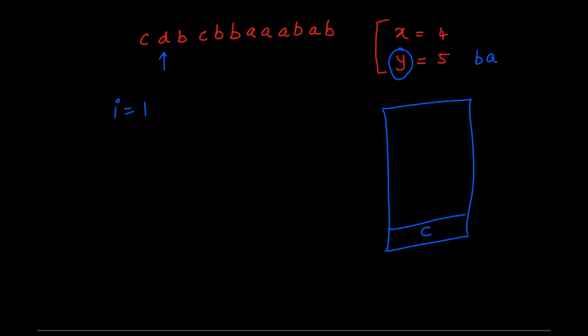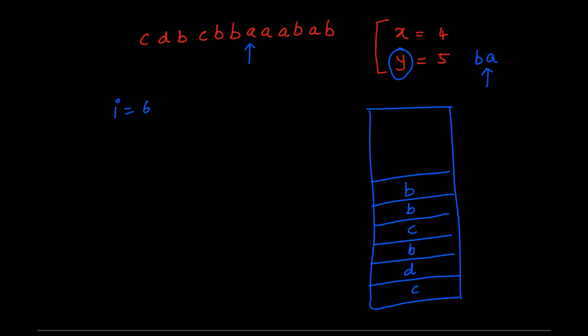With i equal to 1, it is pointing at D. As it doesn't match the second character of the substring we are looking for, there's no way we can find a substring in S, so I'll add D to my stack. To save time, let me go ahead and prefill some of the values into the stack. With i equal to 6, my pointer is pointing at A.